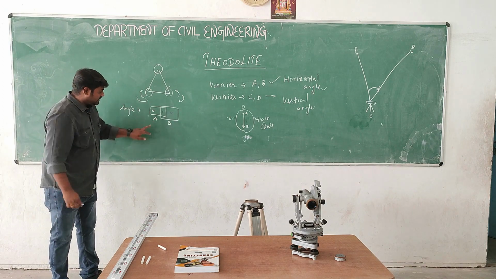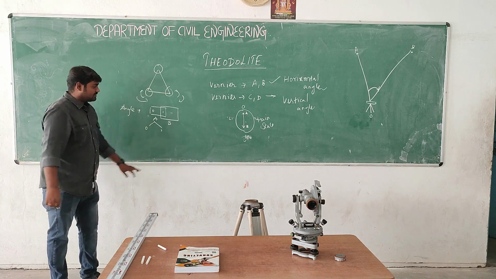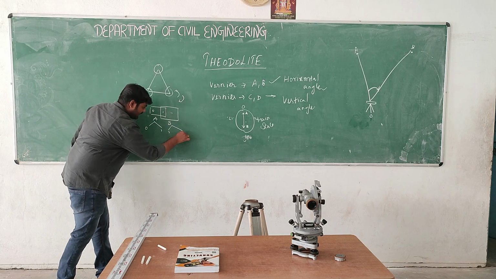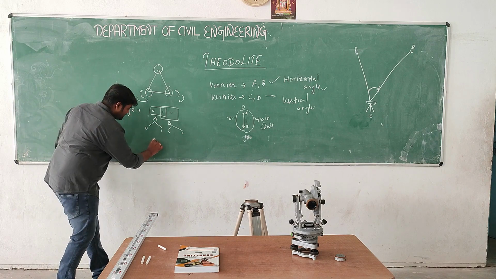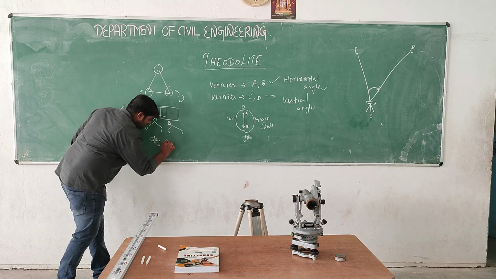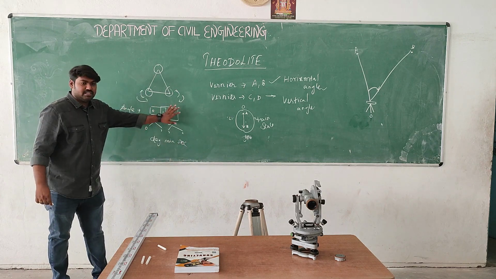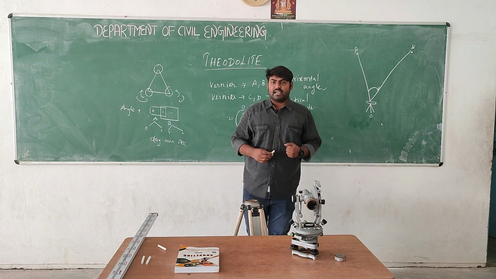Okay, from vernier A we have to find out two things, one is degrees and minutes. From vernier B we have to consider minutes and seconds. So finally the angle should be in degrees, minutes and seconds. Okay, so this is the basic concept behind the theodolite. So how do we find out the angle?